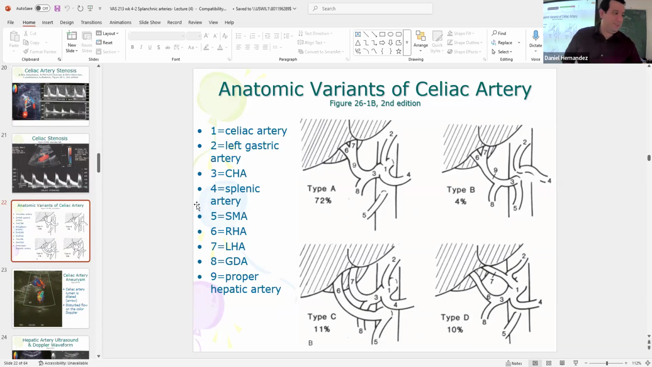The anatomical variants again just do exist. So not everyone's going to have the same, just recognize that. That's when things become tricky.